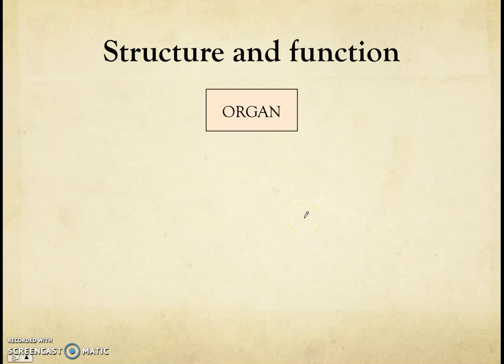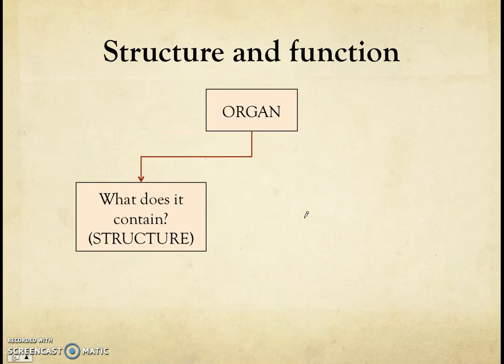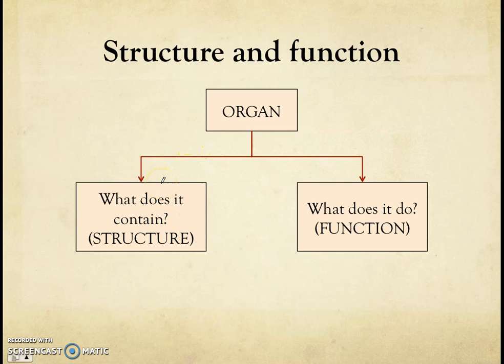So if I put it in the form of a diagram, it will look something like this. This is an organ. It has a certain structure. So what does it contain? What does this organ look like? What does it have? That's its structure. It also does something. What does it do? That's its function. And you will always realize that there is a relationship between them. The structure of an organ is related to its function. And that's what we're going to be looking at as we look at the mouth and the stomach and the rest of the digestive system. So pay attention to these two words, structure and function.